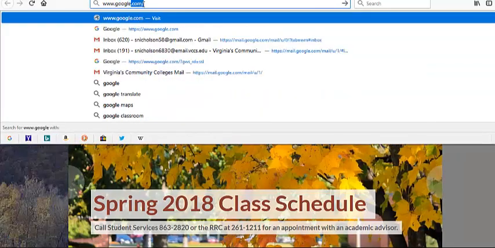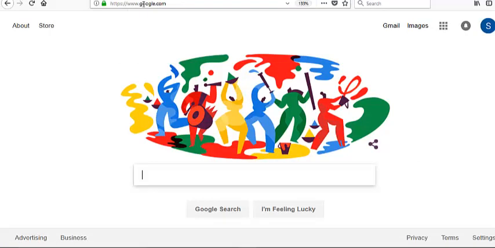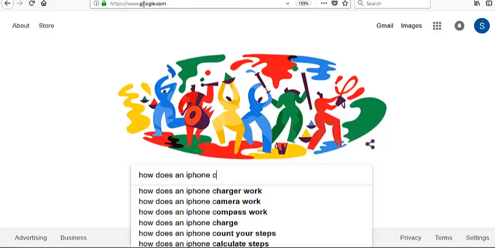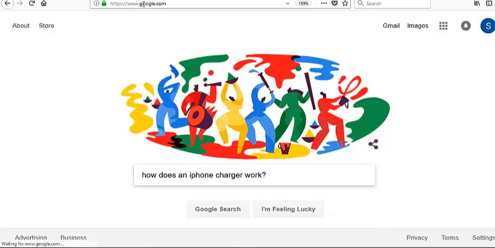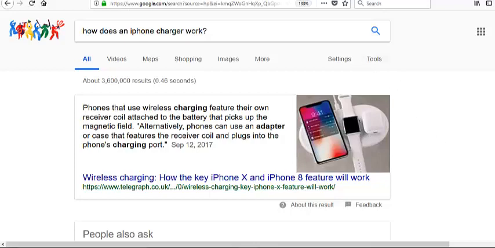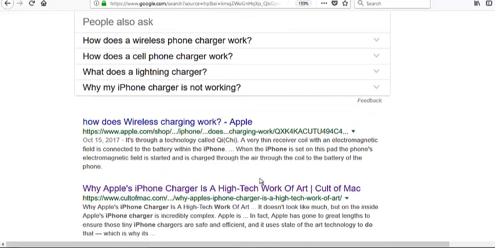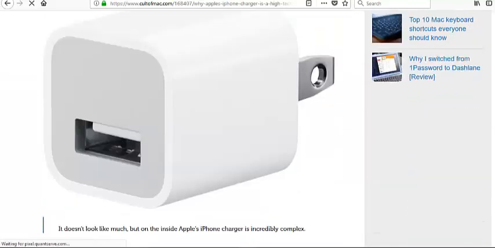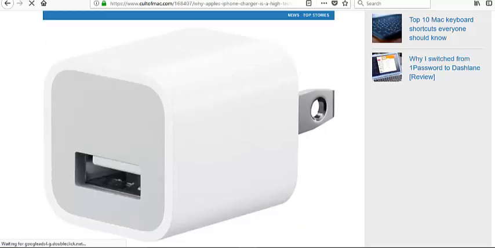Let me see if I can find the actual article. How does an iPhone charger work? Question mark. Okay, so that's what I asked. And there we go: why is Apple's iPhone charger a high-tech work of art? So there's your Apple phone charger.